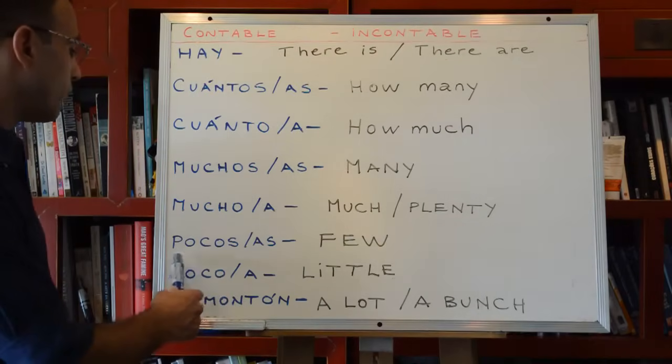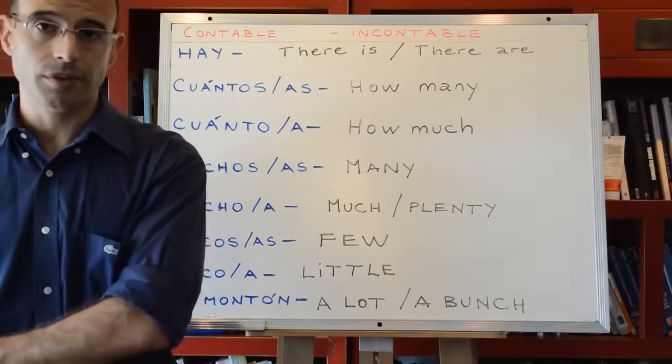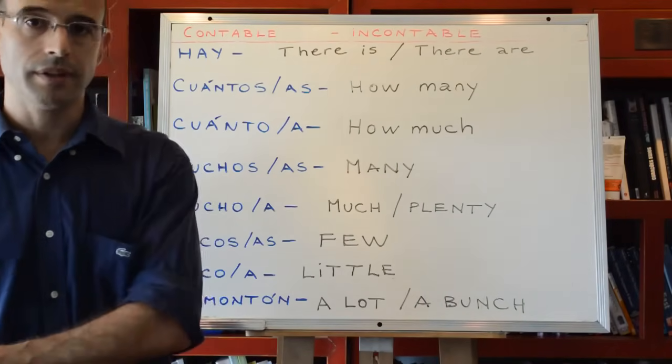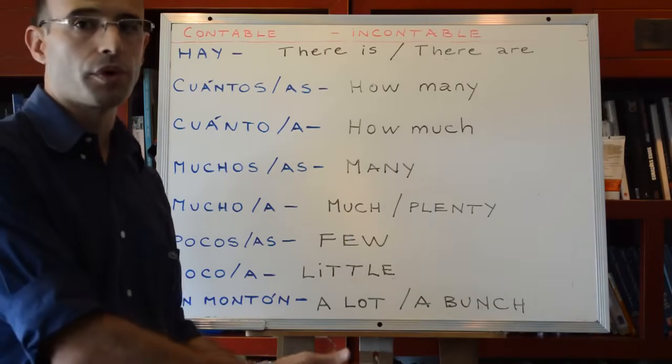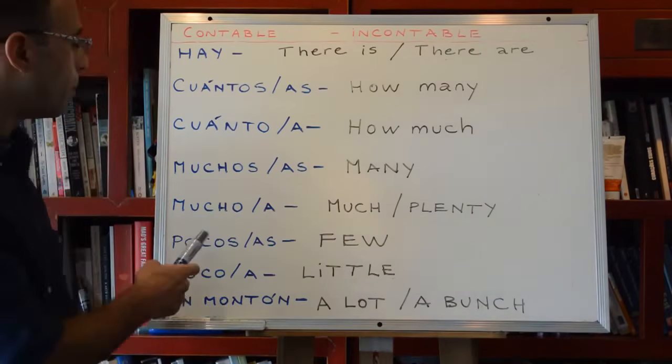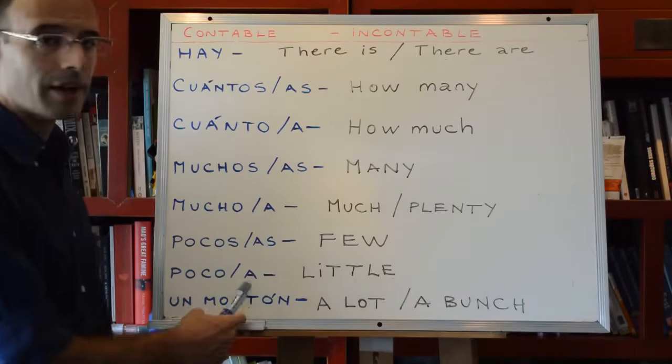And for uncountable would be hay poco dinero. There is little money. Hay poca agua. There is little water. Okay? So pocos and pocas countable. Poco and poca uncountable.